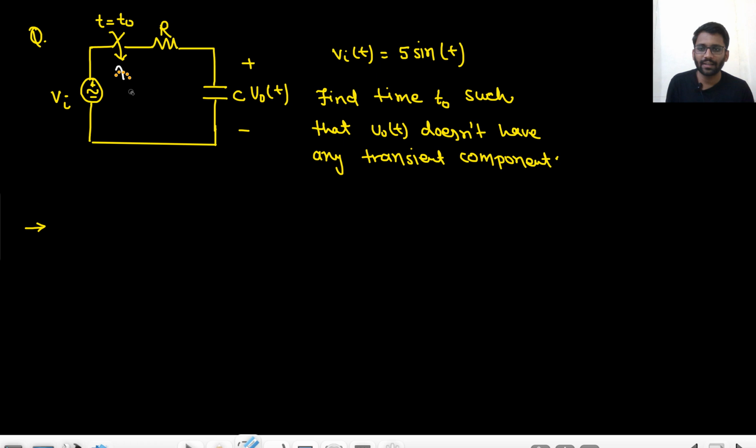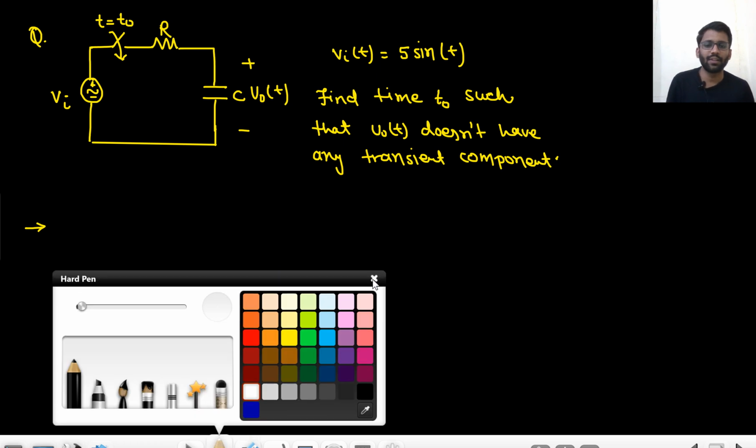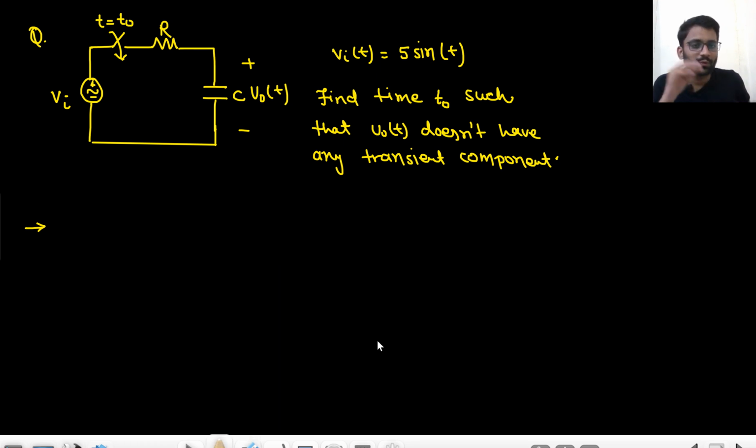Okay, let's see the question now. The switch is being closed at t equals t naught. You have to find the time t naught such that your v naught t doesn't have any transient response. So let's just assume I turn on the switch. If I turn on the switch, what does my RC circuit see? My RC circuit sees that there is an input applied, that is a sinusoid. So it will give the response like that.